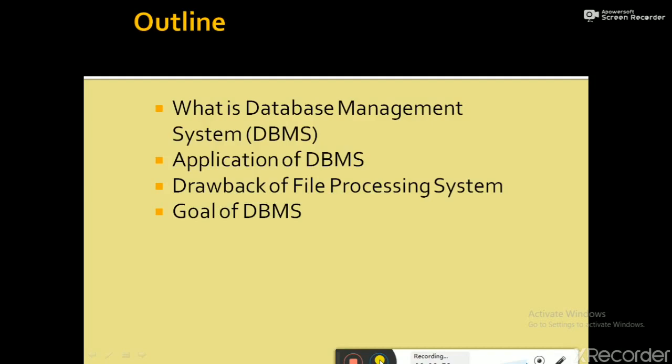And these are the topics which I am going to cover during my lecture. What is Database Management System? In short, what is DBMS? Applications of DBMS, drawbacks of the file processing system, and what are the goals of DBMS.